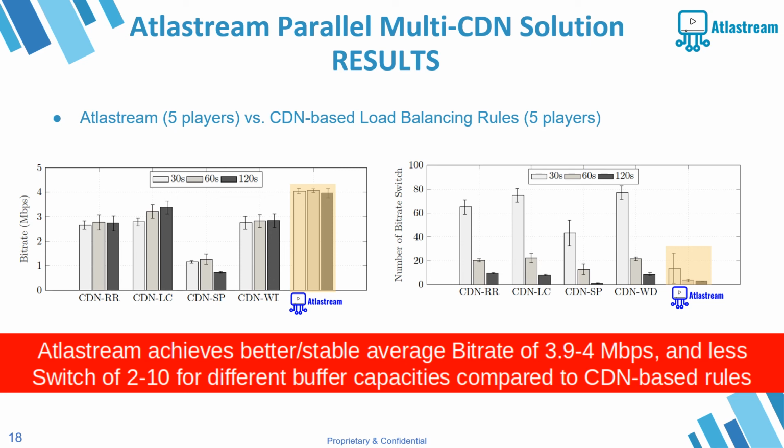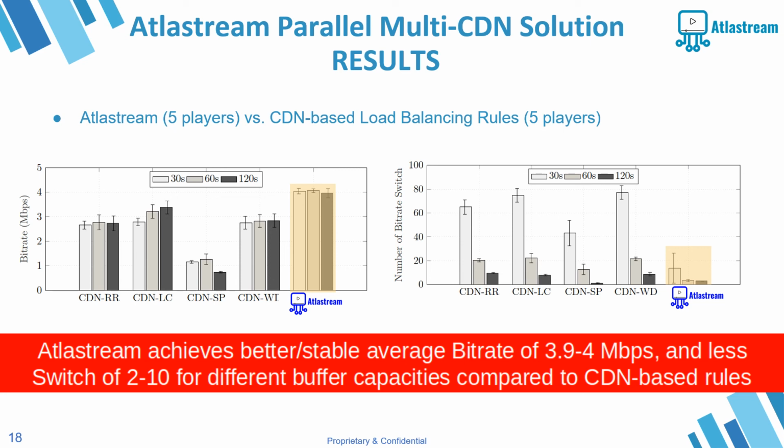The left graph depicts the average bitrate played during the video streaming session. In all maximum buffer capacity configurations, we can see that Atlas Stream players achieve the best and the most stable average bitrate, ranging from 3.9 Mbps to 4 Mbps, compared to CDN-based load balancing rules. Further, the Atlas Stream solution is able to ensure fairness in terms of the average bitrate among all clients, with a variation of 0.1 Mbps, 0.15 Mbps, and 0.3 Mbps for 30-second, 60-second, and 120-second maximum buffer capacities respectively.